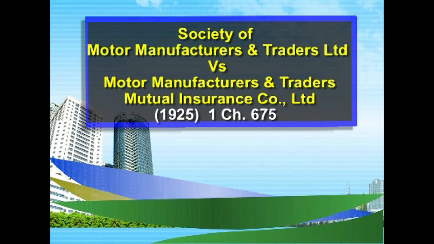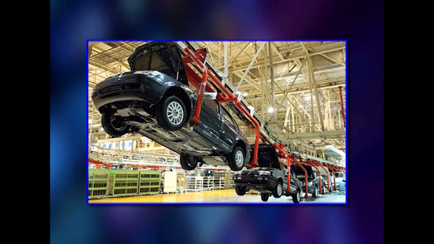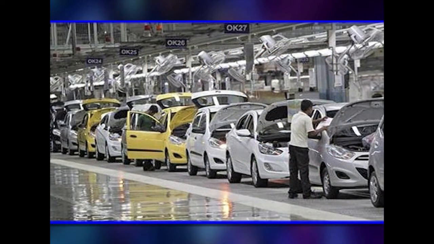Explaining the reasons for not allowing an identical name to a new company, Lord Justice Lawrence in Society of Motor Manufacturers and Traders Limited versus Motor Manufacturers and Traders Mutual Insurance Company Limited, 1925, 1 Chancery 675, observed: no other company can be registered under a name identical with it or so nearly resembling it as to be calculated to deceive. Since the name of a company is a part of its business reputation, it would definitely be injured if a new company could adopt an allied name.